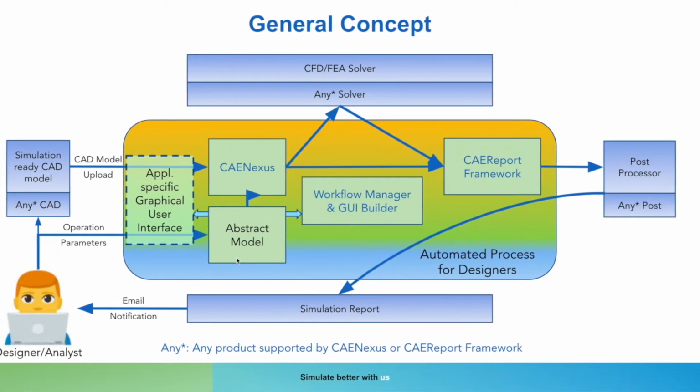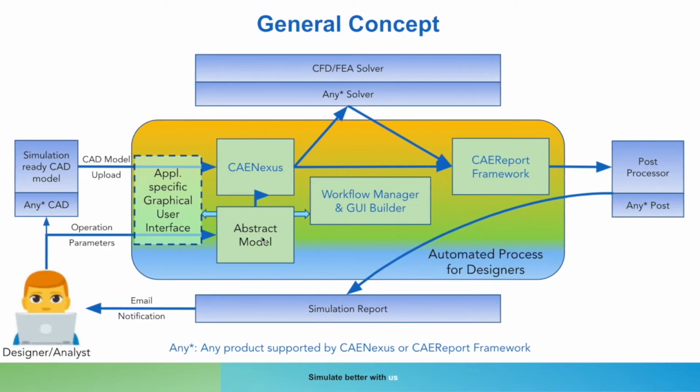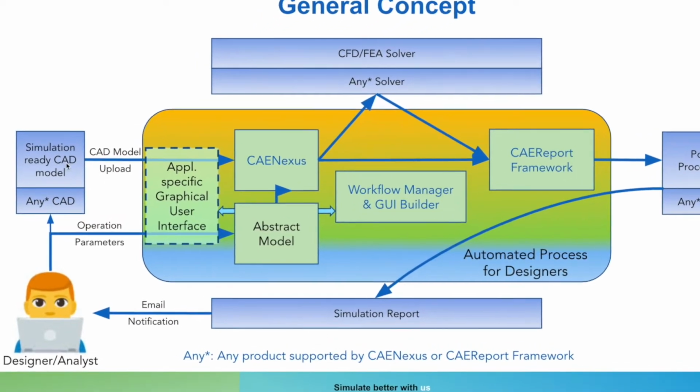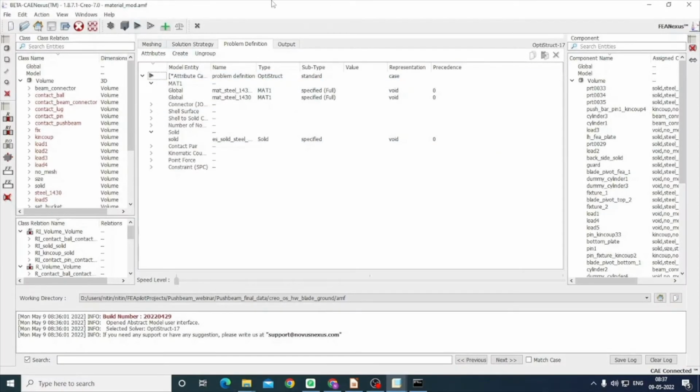So first we'll jump in and just look a little bit under the hood to see what an abstract model looks like, because that is going to inform how you make your CAD model. So here is the CA Nexus UI Abstract Model Maker.